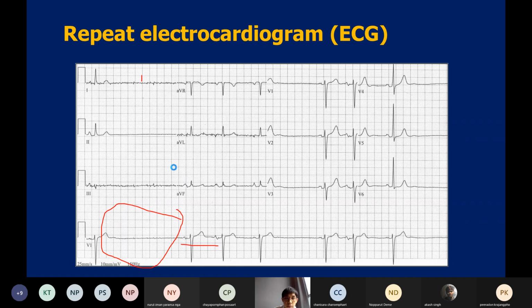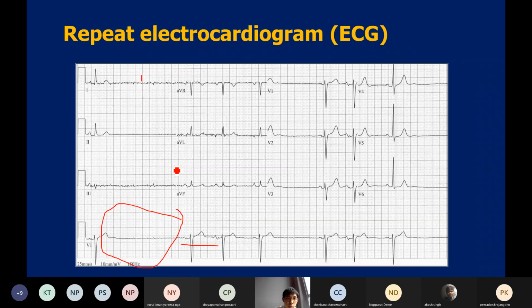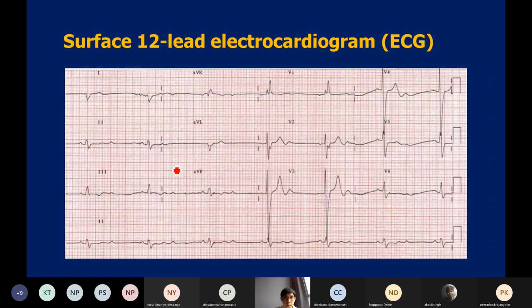Okay, so in this patient we are quite sure that she has SA node disease, and in lots of patients only the ECG could give us the diagnosis. Okay, we repeat the ECG again.